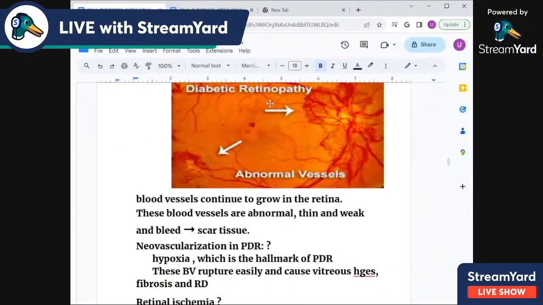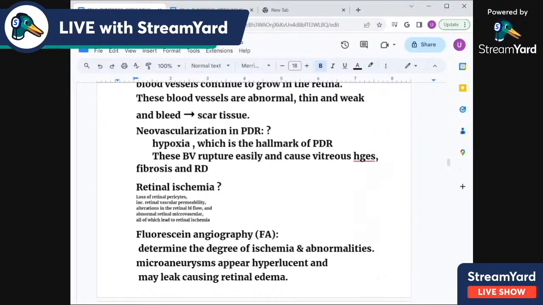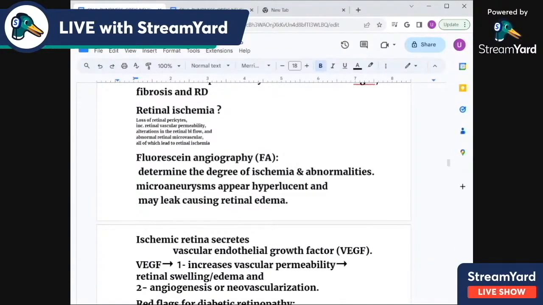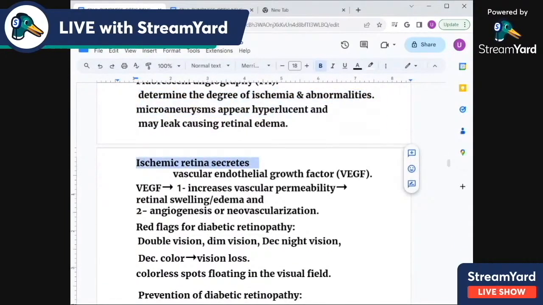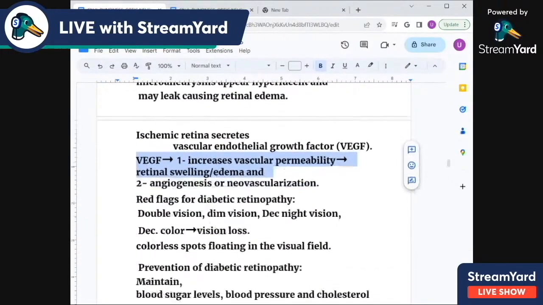And this is the fourth stage. Proliferative I already discussed, due to retinal ischemia producing VEGF that causes neovascularization. Then fluorescein angiography determines the degree of ischemia in diabetic retinopathy. So I already explained what the ischemic retina produces, VEGF, that causes increased permeability, swelling, edema, and increase in visual loss.